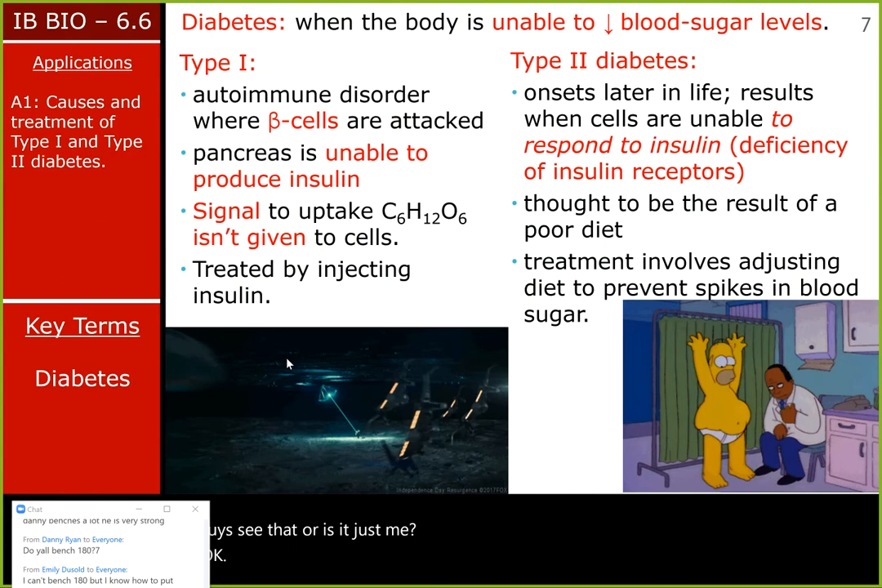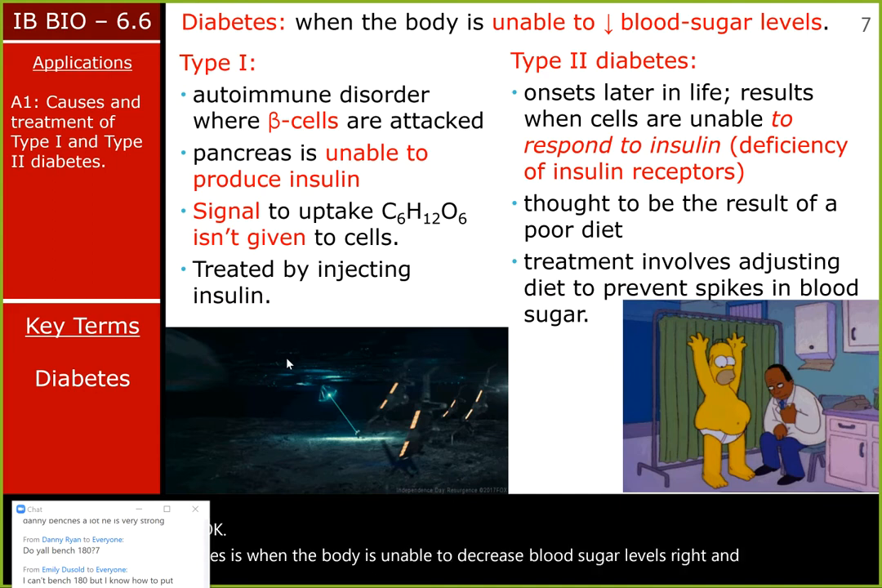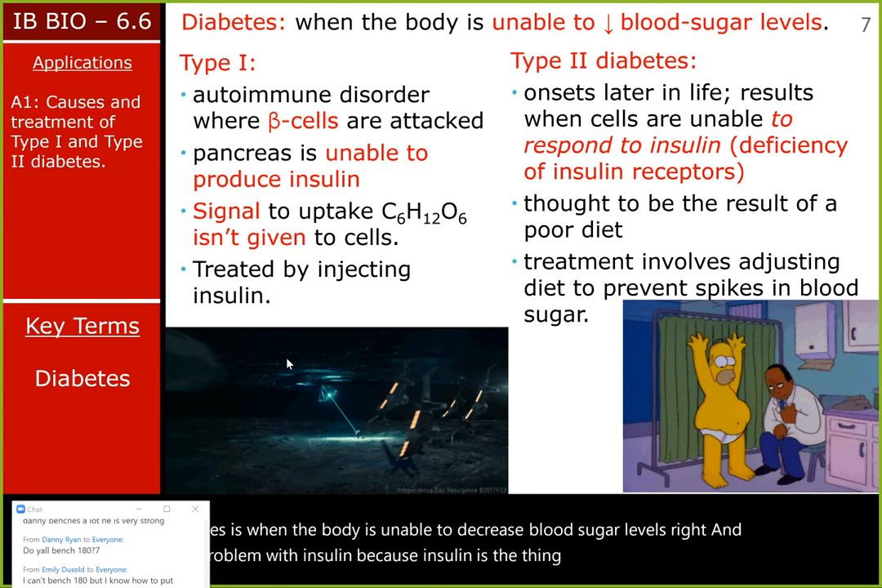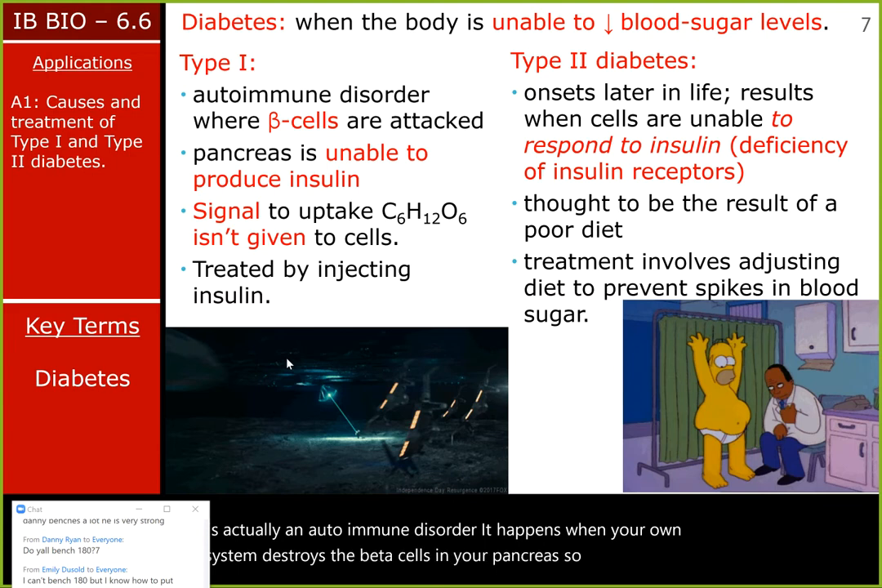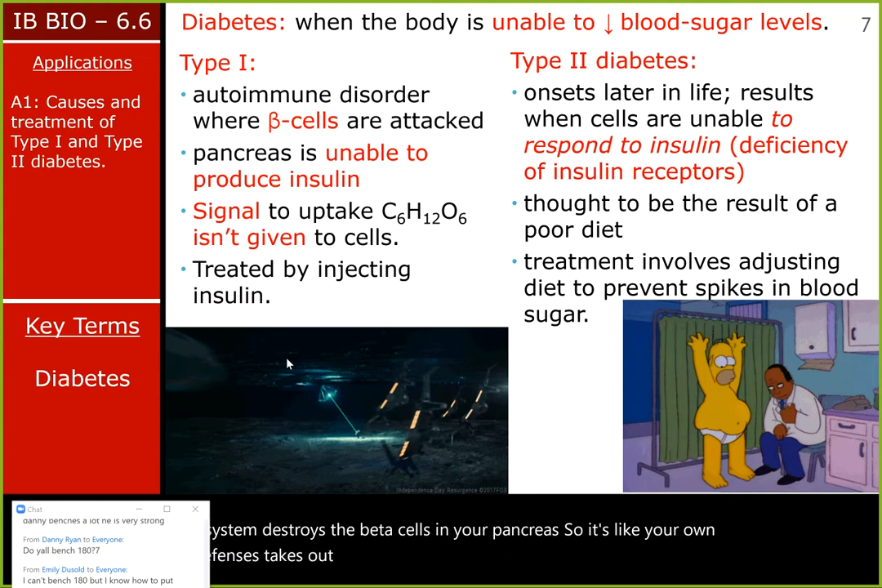Okay, so diabetes is when the body is unable to decrease blood sugar levels, right? And that's a problem with insulin, because insulin is the thing that tells your body, hey, you should be taking sugar out to bring those levels down. So type 1 diabetes is actually an autoimmune disorder. It happens when your own immune system destroys the beta cells in your pancreas. So it's like your own body's defenses takes out your pancreas and is like, you don't belong here. We're not exactly sure why this happens.